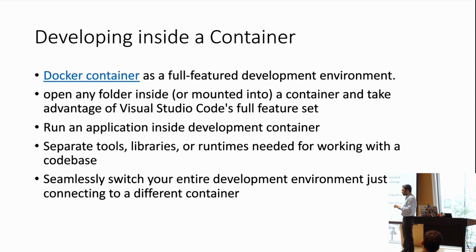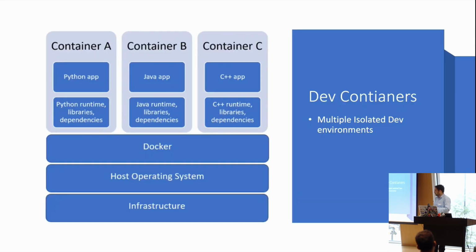The advantage this gives you is that you can separate your tools, libraries, or runtimes. If you want a Java container, spin up your Java development environment. If you want to develop a Python application, stop your Java container and spin up your Python container. So this is exactly what it gives you, and you can seamlessly switch your entire development environment. Just stop the container which you don't want to use and start the container which you want to use. This is how it looks. You have your infrastructure, operating system, then you have Docker, and you have your different containers as development environments.